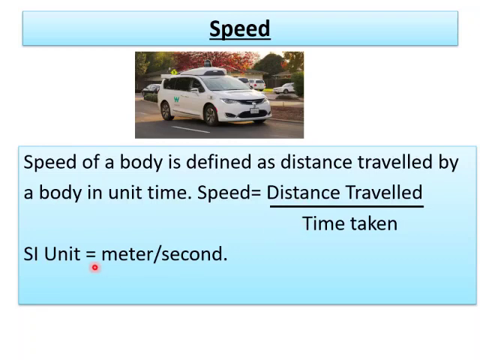The unit of speed, as we have already learnt in the first lesson: distance here is only magnitude, so its unit is meter, whereas the time taken is in seconds. So the speed unit is meter per second.